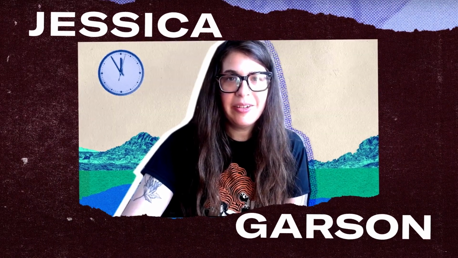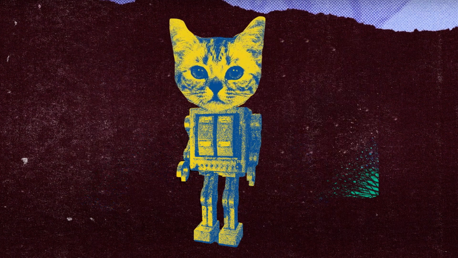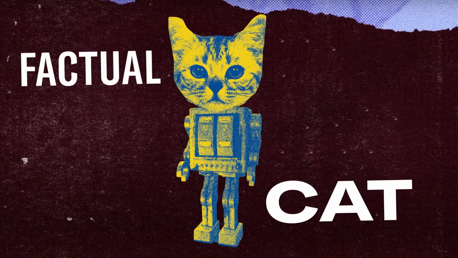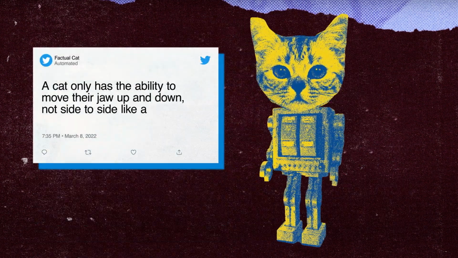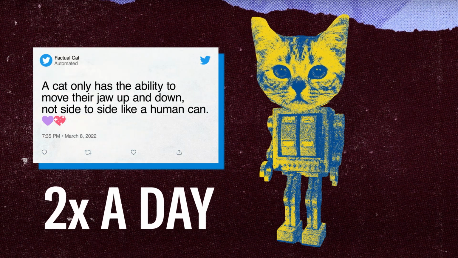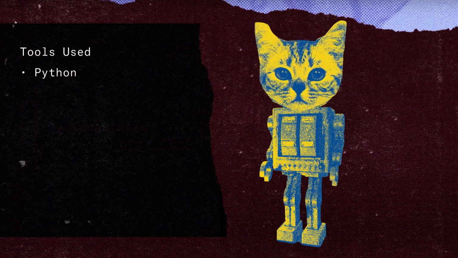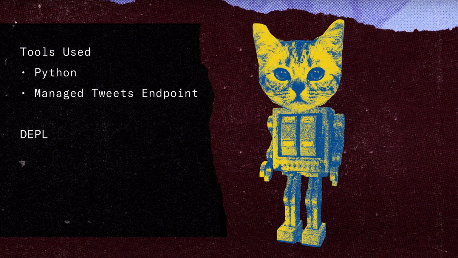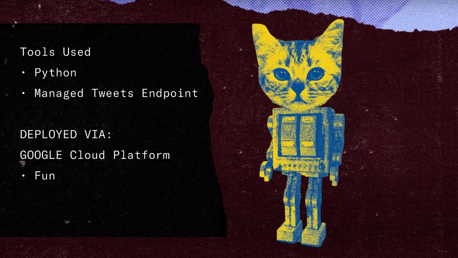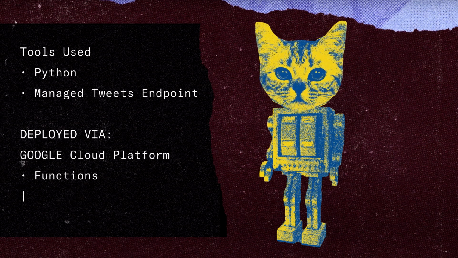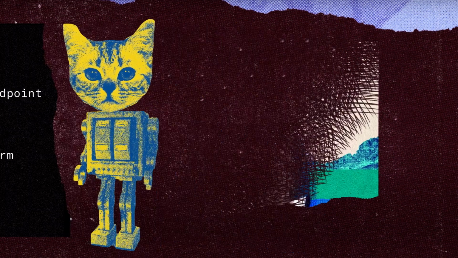Today I'm going to walk you through how I built a bot of actual cat. This bot tweets out facts about cats twice a day, and it was built using Python, the managed tweets endpoint, and it is deployed using Google Cloud Platform with Google Cloud Functions and Google Cloud Scheduler. And today I'm going to show you how I built this bot.